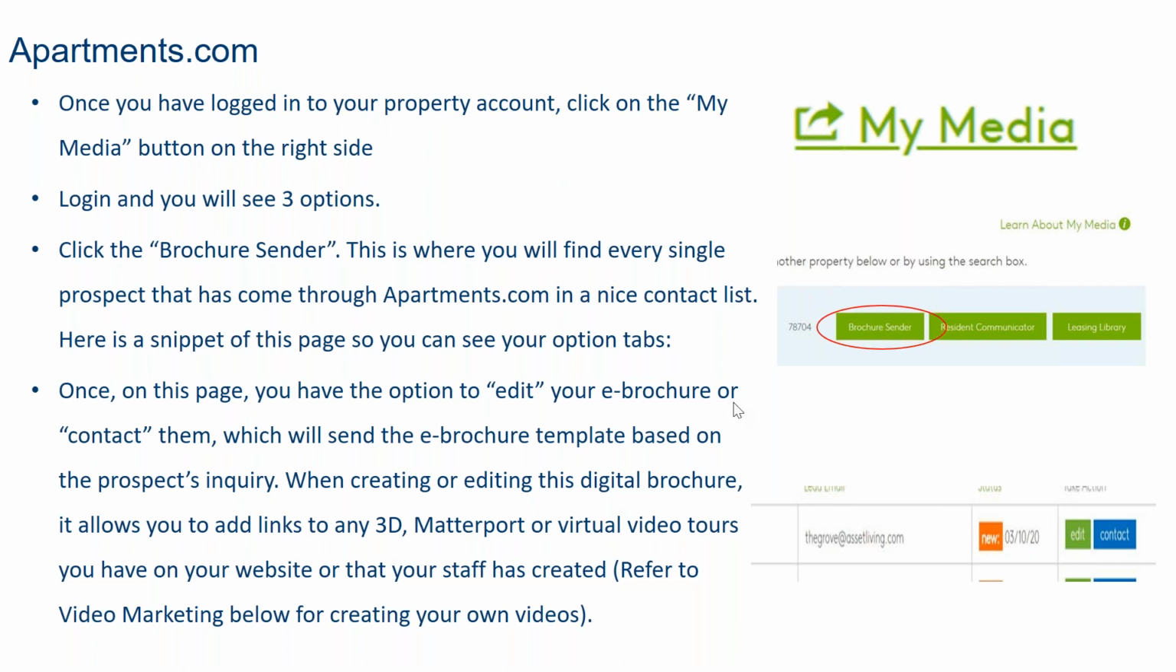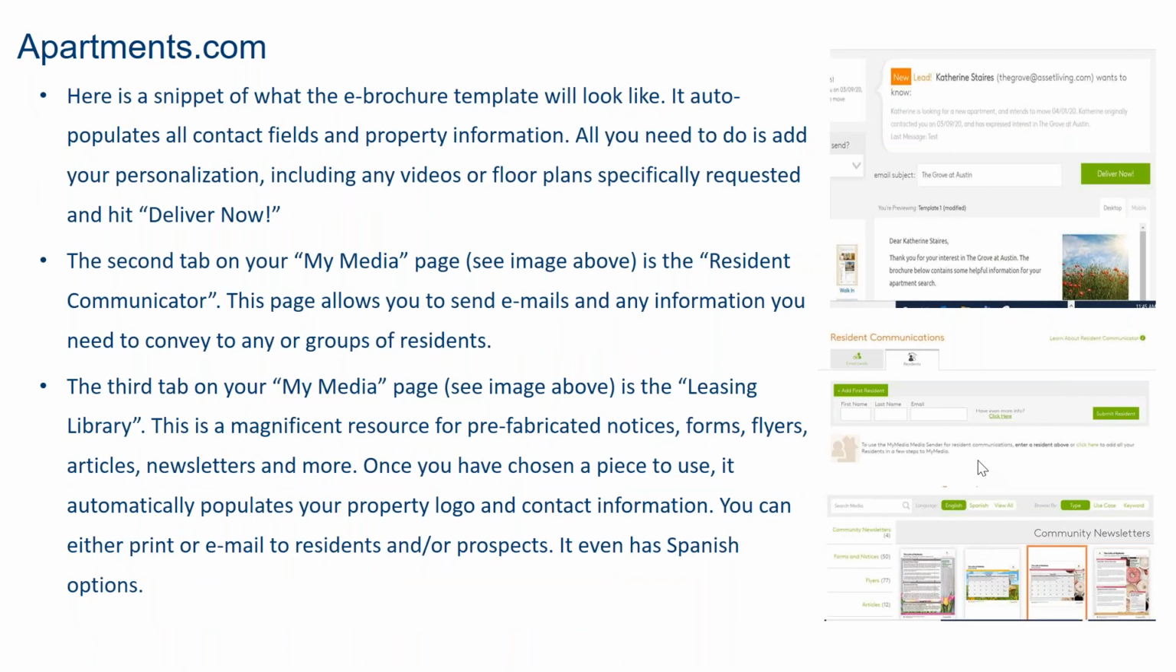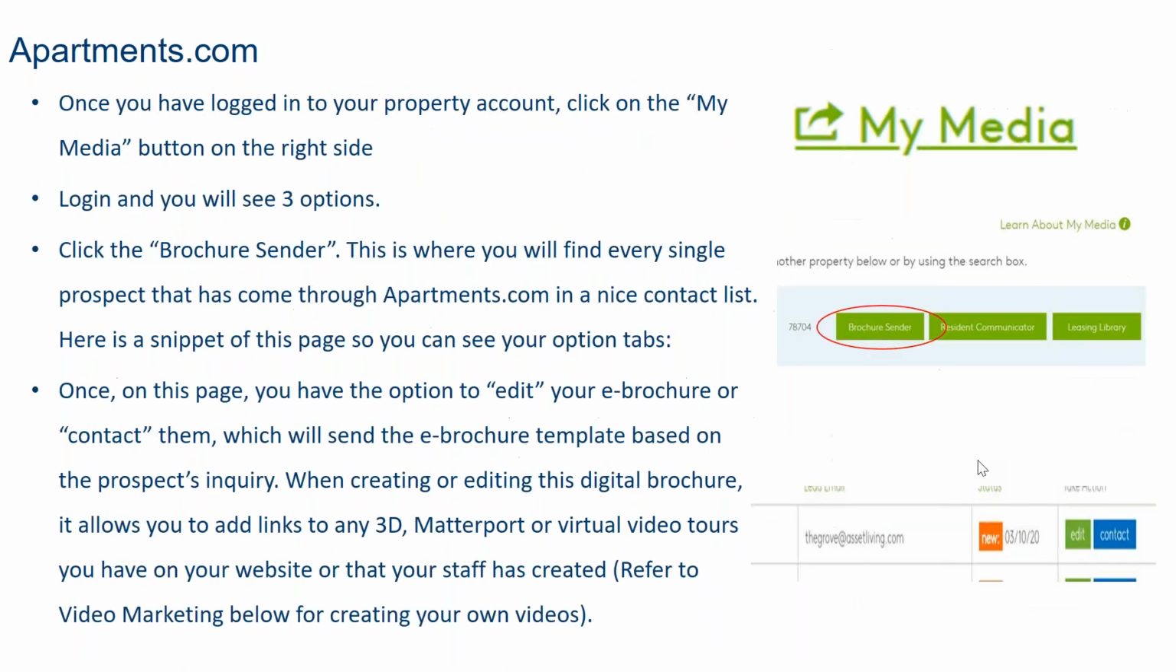But anyway, when you get to this portion where you're going to edit, you can create your own e-brochure, or they've got templates that you can use that you can just plug in your personalization or whatever it is that you want to add, and then you hit contact, and it immediately sends the e-brochure to that prospect. So you can do this in one sitting.